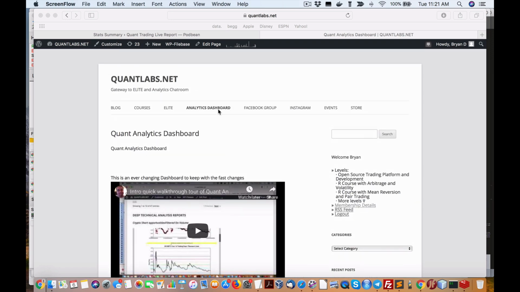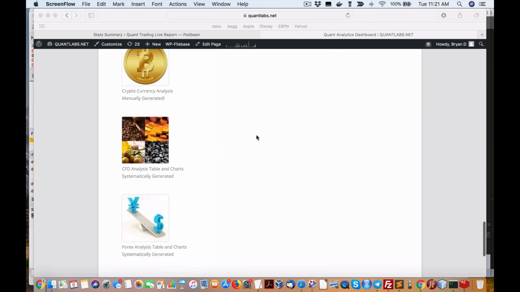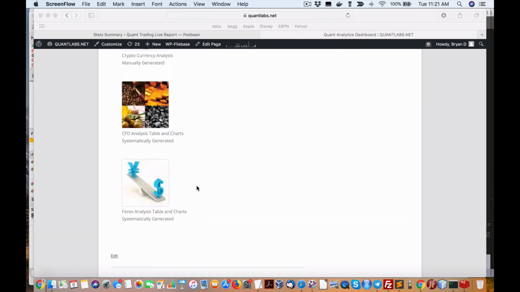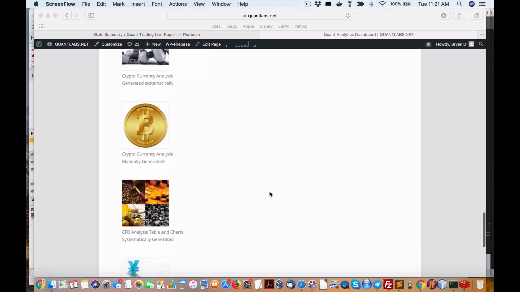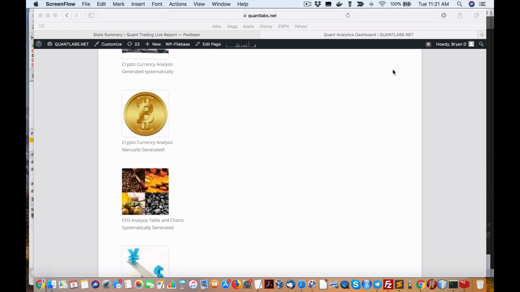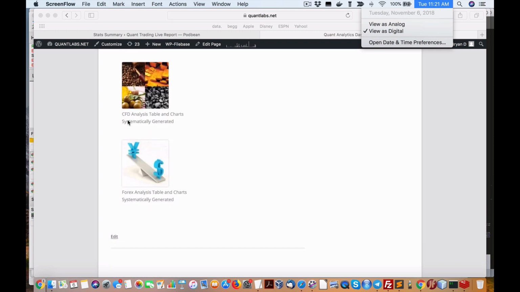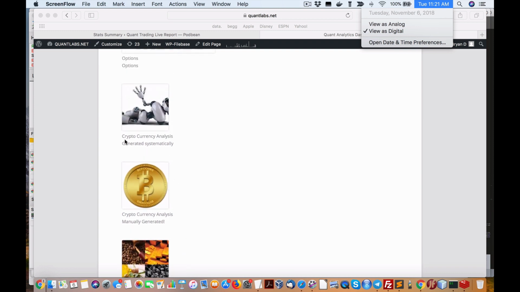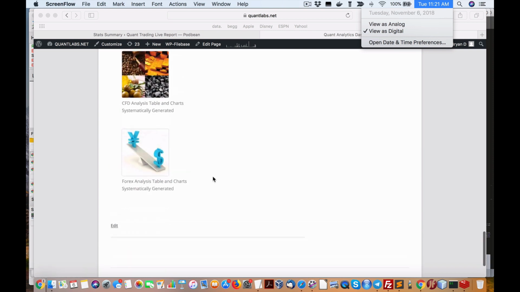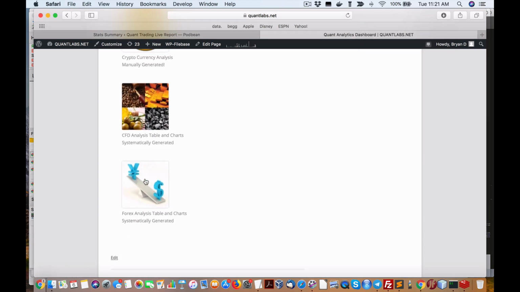Just looking at the analytics dashboard here. So what we've got here is the three asset classes I'm currently tracking. I checked this last night at around 1 a.m. My time today is November 6th, 11:21 a.m. Eastern Standard Time. So as you know, we track forex, CFD, both data sources from Oanda, and cryptocurrency analysis courtesy of Binance. So let's go into the forex first.